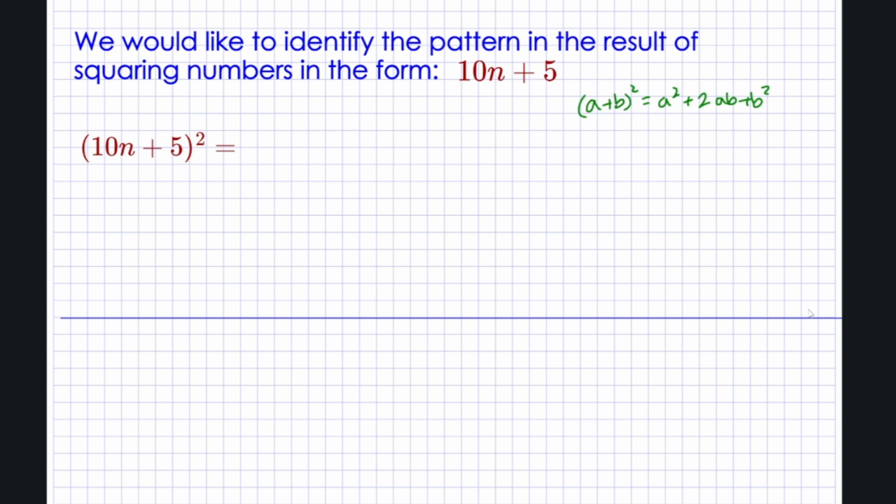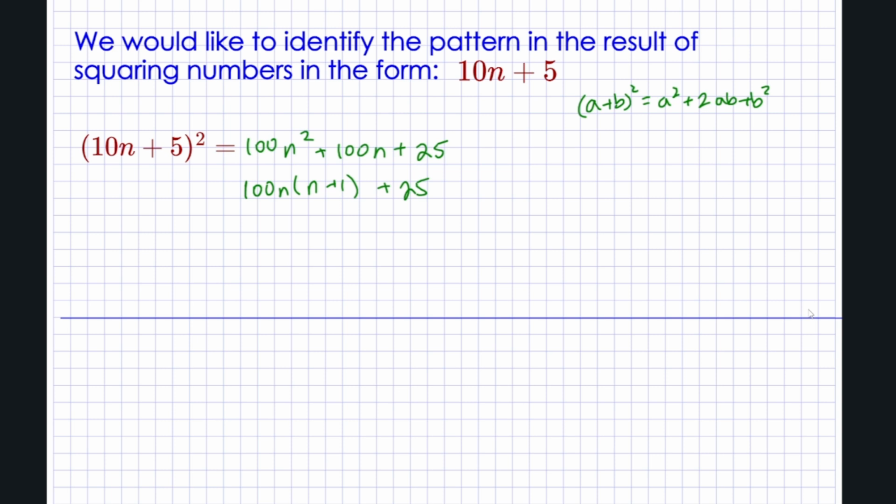So we square the first term, giving us 100n squared. And then we multiply 10n with 5 and then double. So we get 100n. And then we square the 5, which gives us 25. Now this may seem a little bit forced to prove our point, but the first two terms have a common factor of 100n. So you factor out 100n, leaving you with n plus 1. And then you add on the 25. So that's the result of squaring a number that has the structure 10n plus 5.